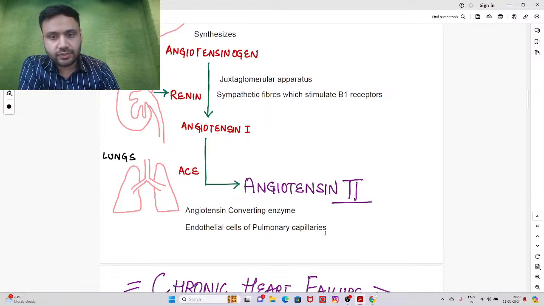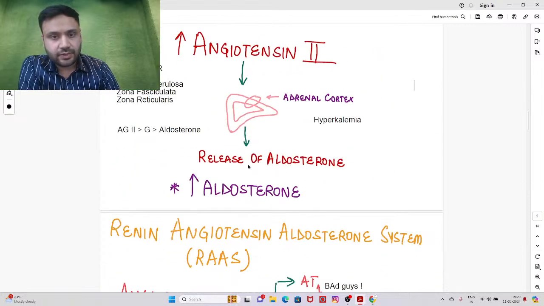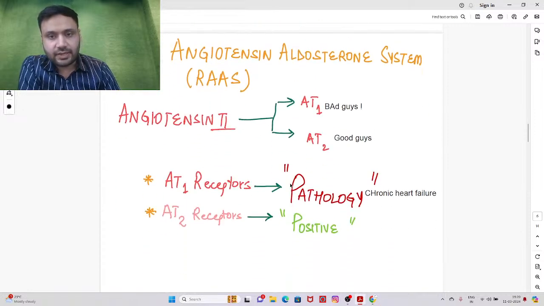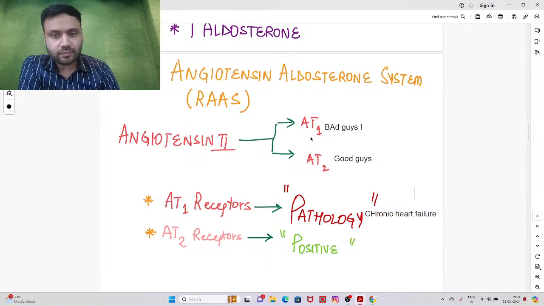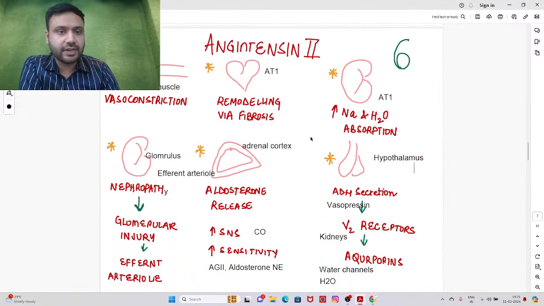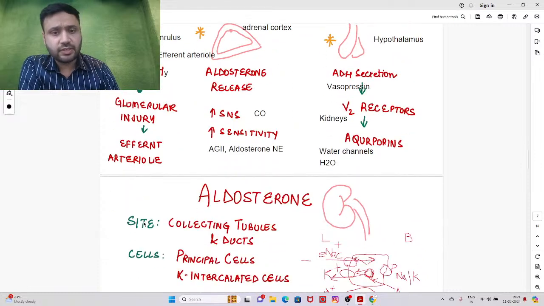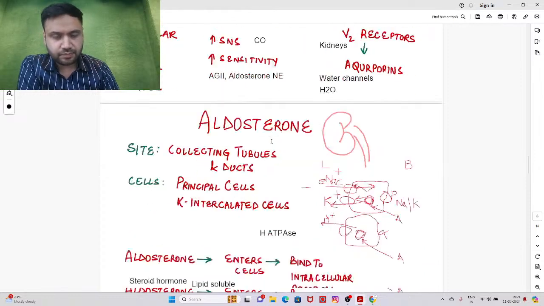leading to increased angiotensin 2, increased aldosterone, and these guys, especially angiotensin 2, acted on AT1 receptors, the bad guys, which caused remodeling, including vasoconstriction, increased water absorption, ADH secretion, aldosterone release, glomerular injury. It also activated the sympathetic nervous system, increased the sensitivity, right?